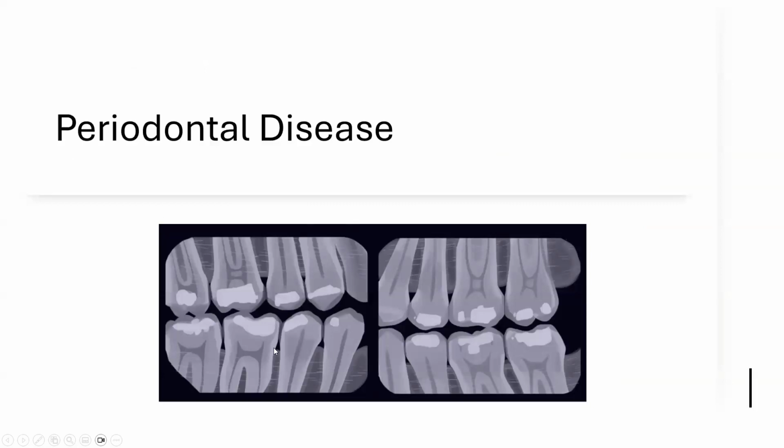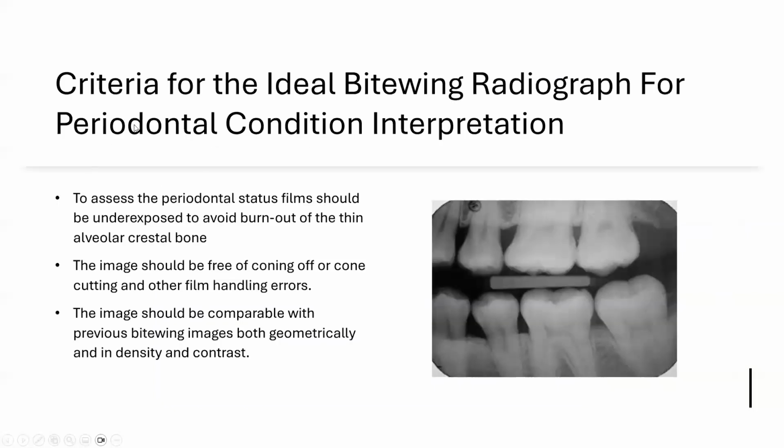How we can use these bitewing X-rays in periodontal disease. Criteria for the ideal bitewing radiograph for periodontal condition interpretation. To assess the periodontal status, films should be underexposed, like over here, to avoid burnout of the thin alveolar crestal bone. The image should be free of coning off or cone cutting. I will show you what cone cutting is, or coning off, and other film handling errors. The image should be comparable with previous bitewing images, both geometrically and in density and contrast.